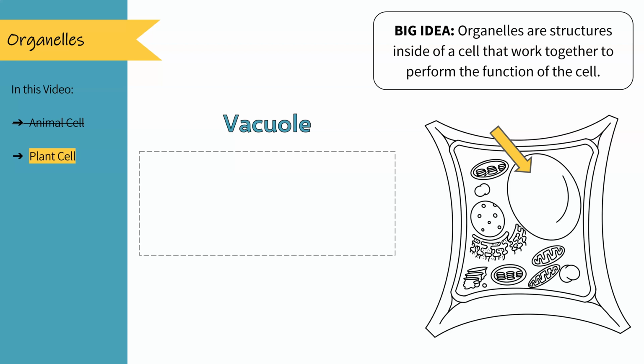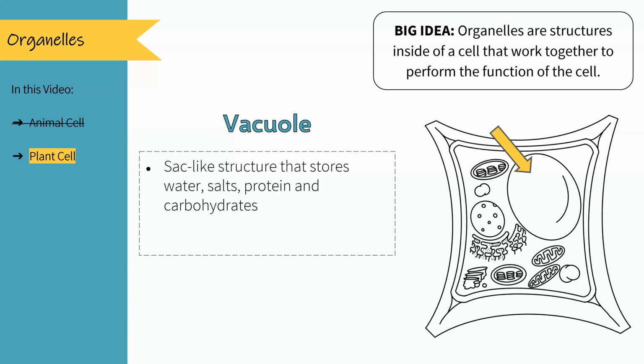Next, we have a vacuole, which is also found in animal cells. It's a sac-like structure that stores water, salts, proteins, and carbohydrates. In plant cells, you can see that it takes up a large part of the cell, and when it's full, it creates rigidity. It keeps the cell membrane pushed up against the cell wall, which is how plant cells like to be.